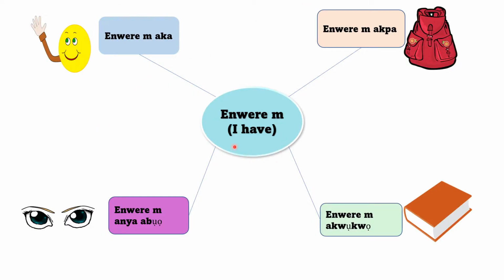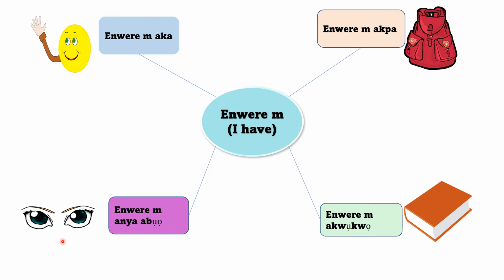So here we're going to use enwerem, which means I have. So the first example is enwerem aka. It means I have hand. Enwerem aka. So this is bag, and that is akpa n'Igbo. So we say enwerem akpa. Then another one is akwụkwọ. Akwụkwọ is book. So we're going to say enwerem akwụkwọ.